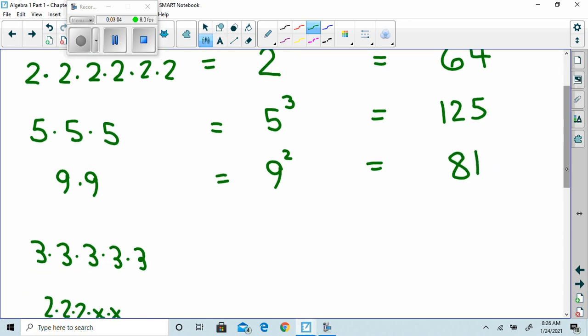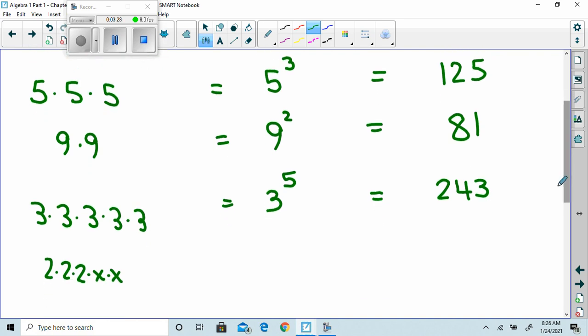And we have 3 as our base. Our exponent will be 1, 2, 3, 4, 5. And I'm going to multiply that out. 3 times 3 is 9, times 3 is 27, times 3 is 81, and 81 times 3 is 243. You're just multiplying it out. Now the last one's a little bit different.